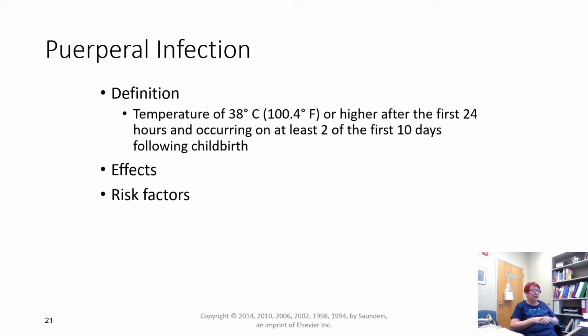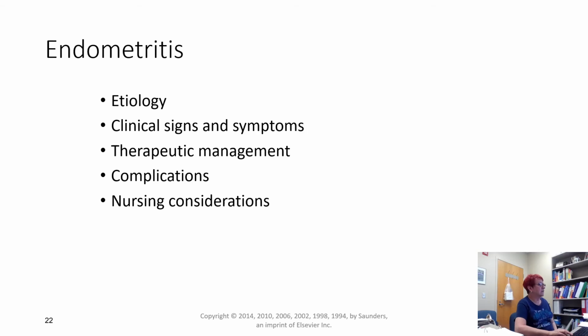Risk factors, again, include diabetic mothers, women who've had multiple gestations, and placental fragment retention, things like that. Also uterine atony, group B strep positive, lots of vaginal exams, and premature rupture of membranes. Those are some of your risk factors that can occur as a part of puerperal infection. It can lead to pelvic inflammatory disease and all kinds of things. Endometritis is one of those.